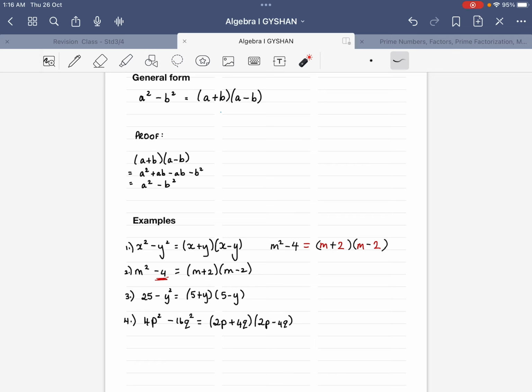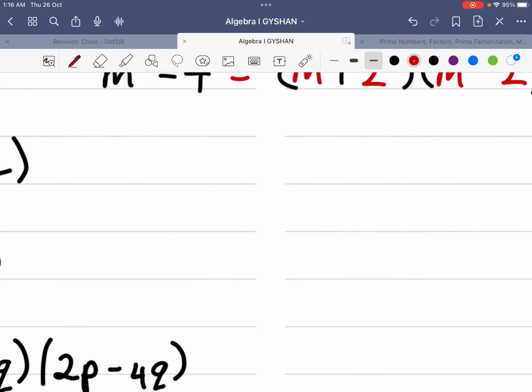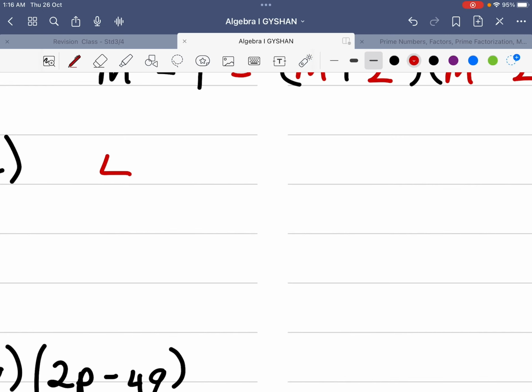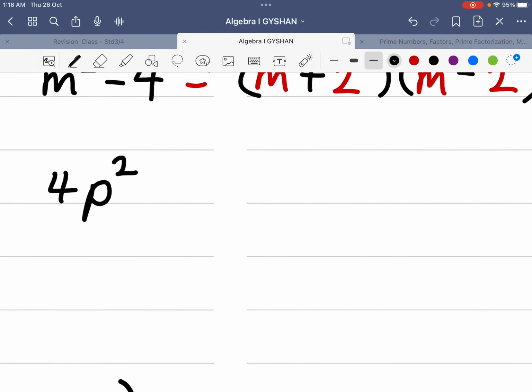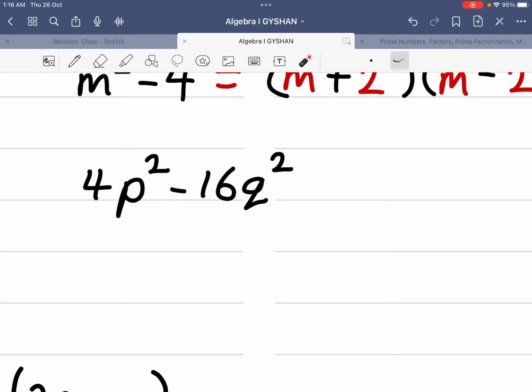Let's take a look at example 4. 4p squared minus 16q squared. So again, the difference of two squares. The algebraic terms are square terms, and the numbers are square numbers. So that's how we would know we can use this rule.